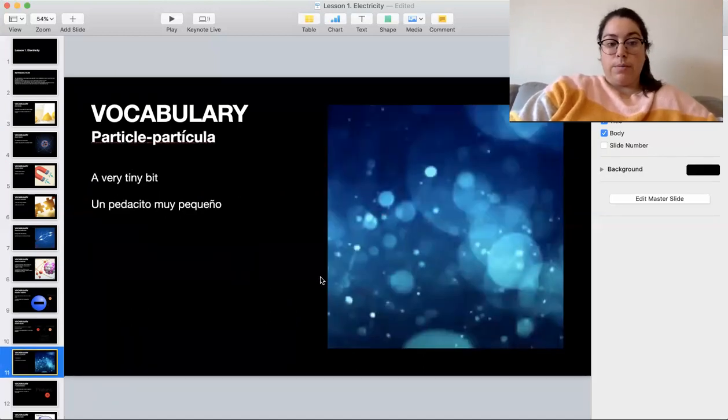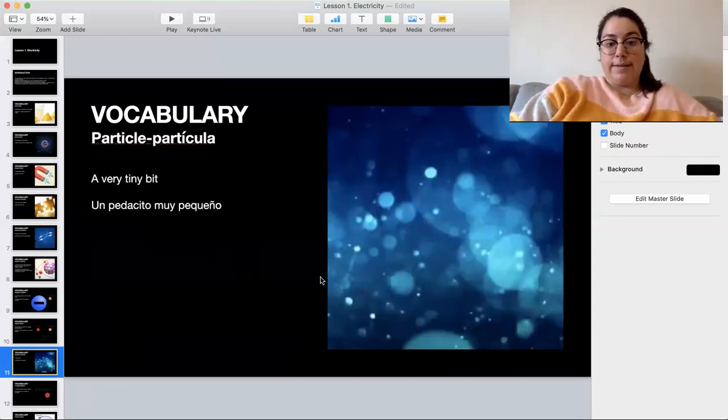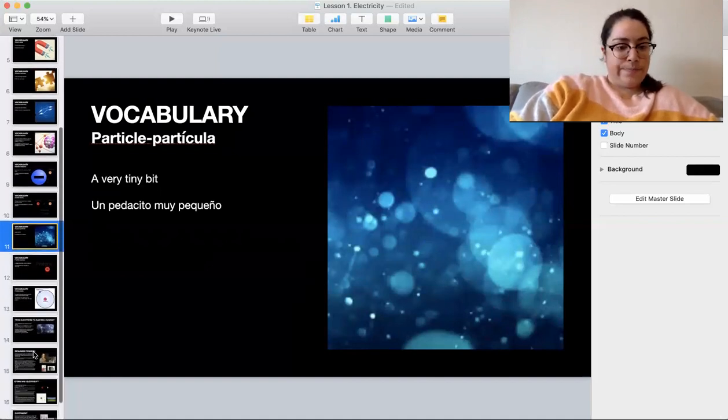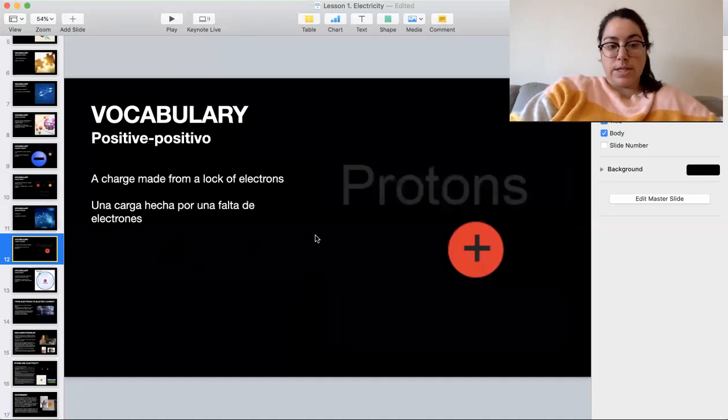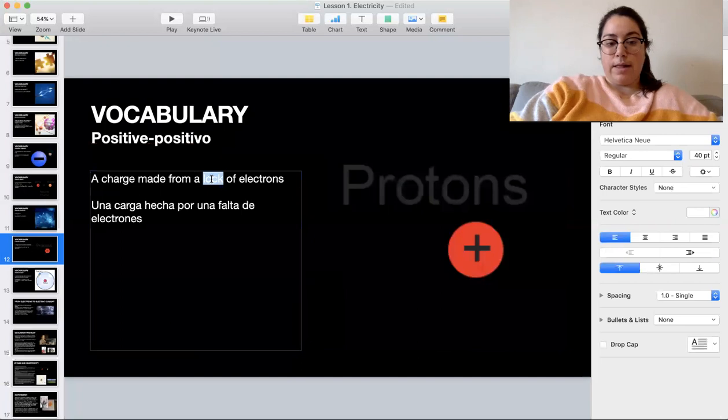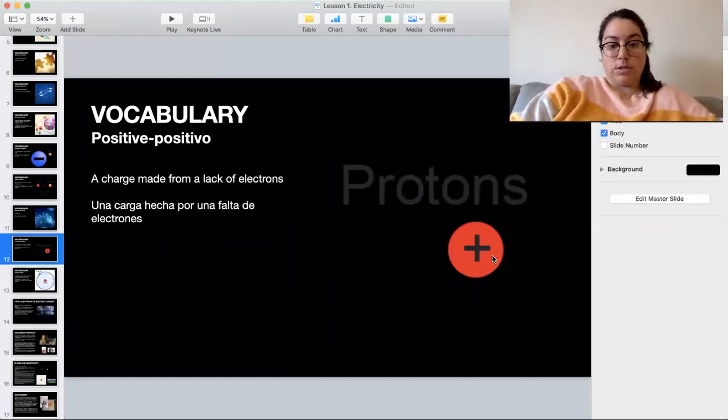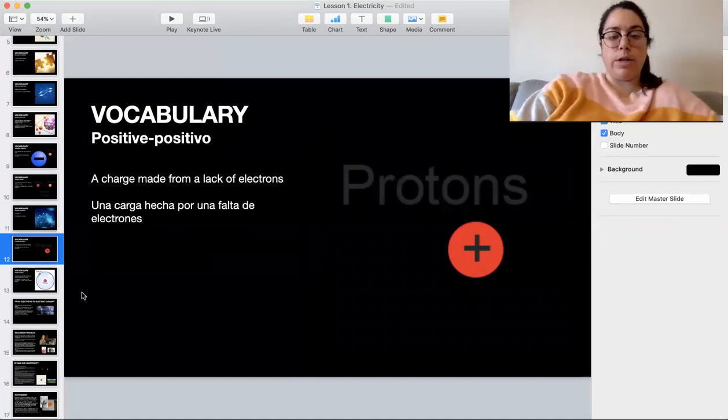Then particle, partícula, a very tiny bit, something really, really small. Then positive, positivo, a charge made from a lack of electrons. Una carga hecha por falta de electrones. So something positive, and you're going to understand more in a moment. Don't worry about the vocabulary. You'll see more in a moment.